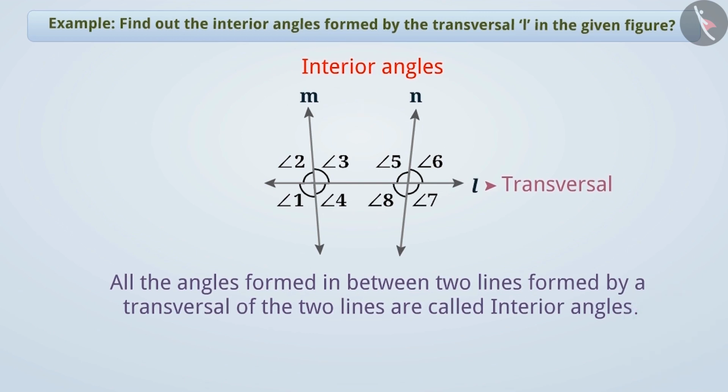Let me tell you. Here you can see that the angles formed by the transversal L between the lines M and N are angle 3, angle 4, angle 5 and angle 8. Therefore, in the given figure, all these angles are interior angles.